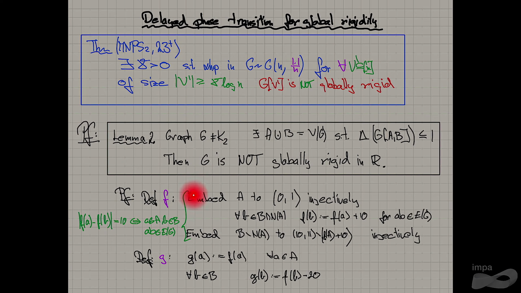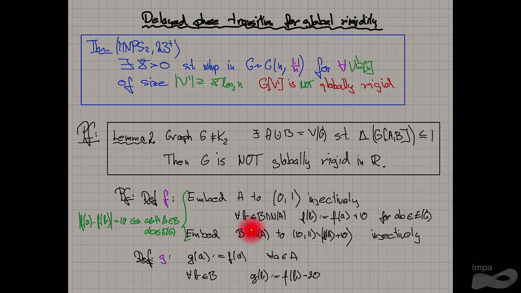So you have A and B and you have a matching in between, or not more than a matching. Then you define two functions, f and g. The f will be just you embed A into the 0, 1 interval injectively, arbitrarily. And then you take any neighbor in B which has a neighbor in A, and you just shift it by 10. That's where you embed it. So these are the B neighbors of A. Okay? Everybody has just one neighbor at most, so there is no contradiction. You just shift it by 10.